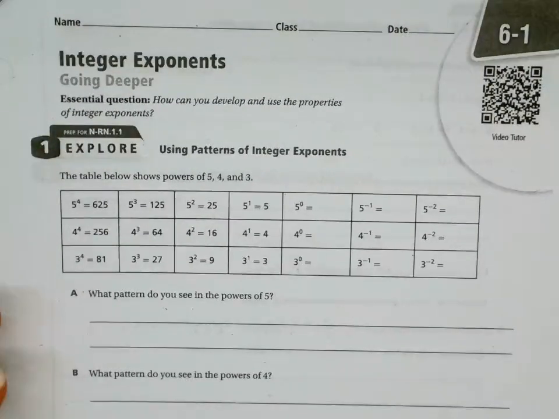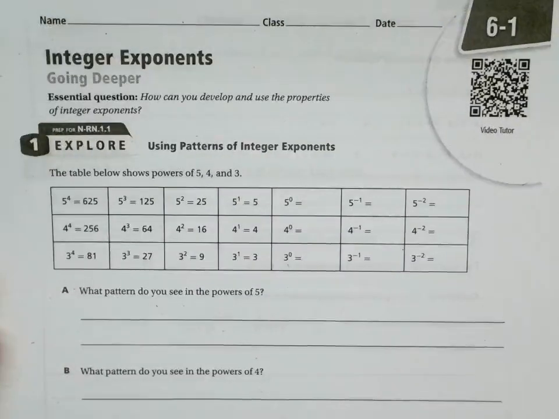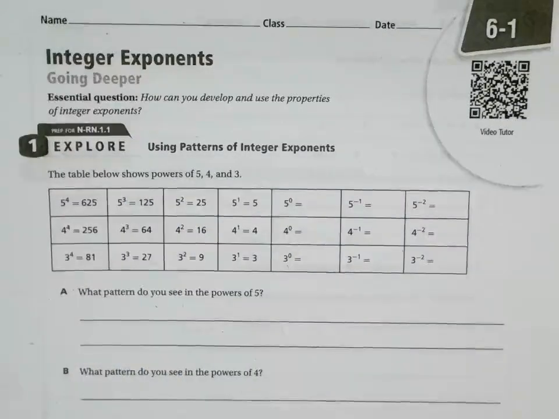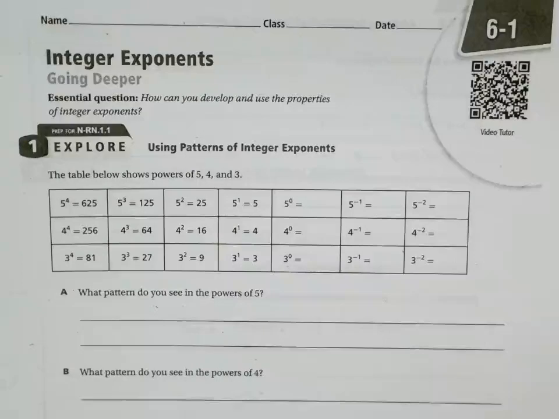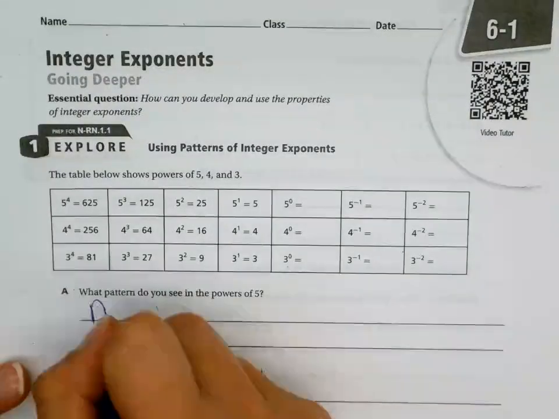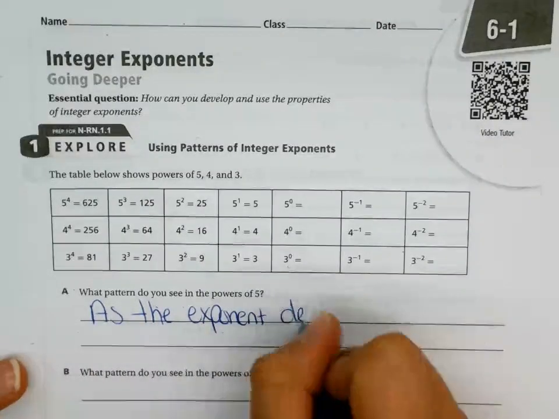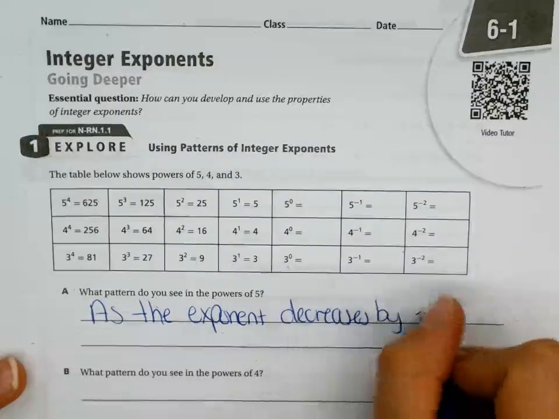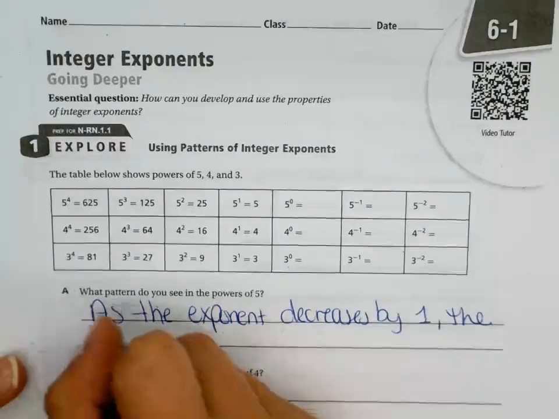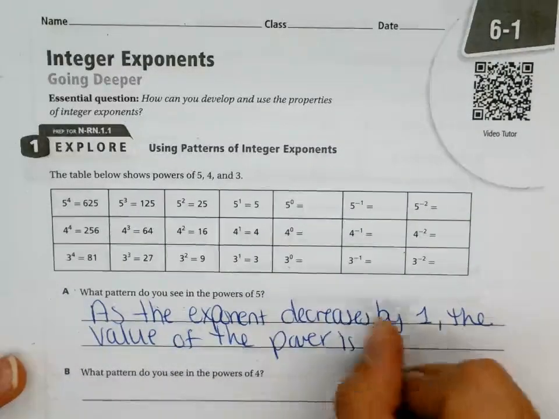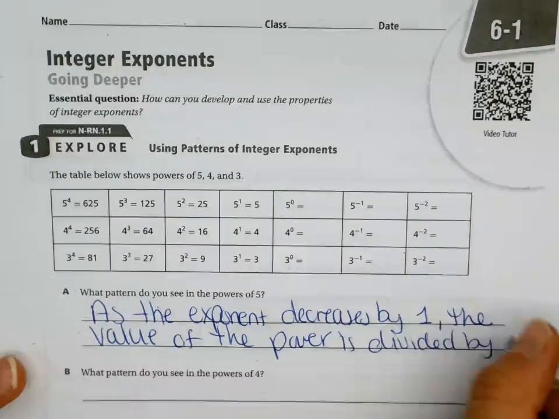Alright guys, so the table below shows powers of 5, 4, and 3. What pattern do you see in the powers of 5? What do you guys see? It's like as the exponent decreases by 1, the value of the power is divided by 5.